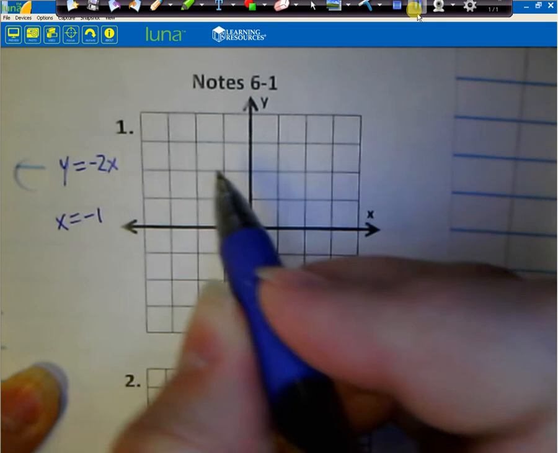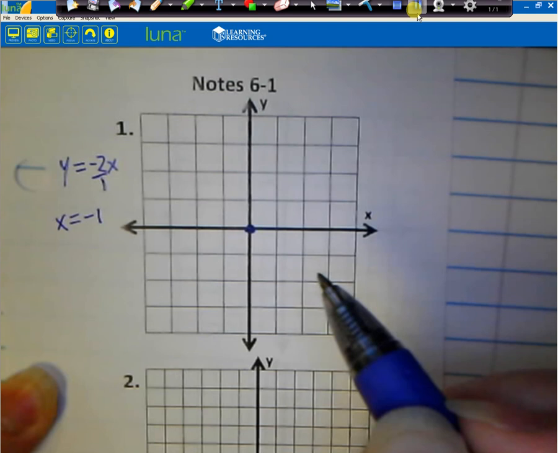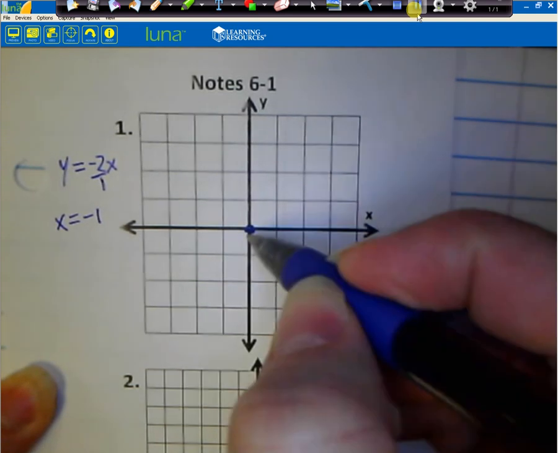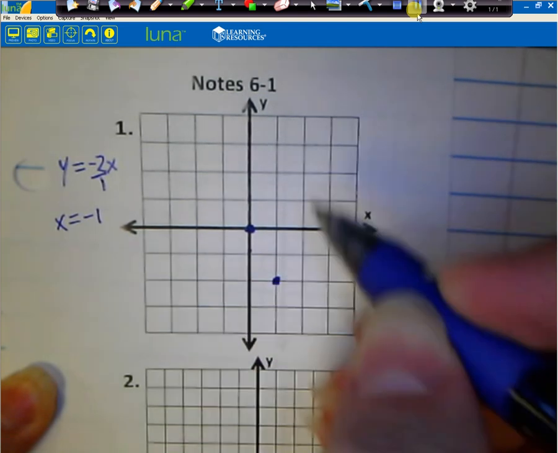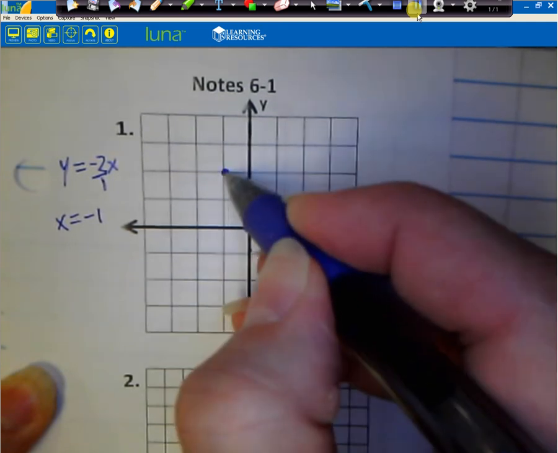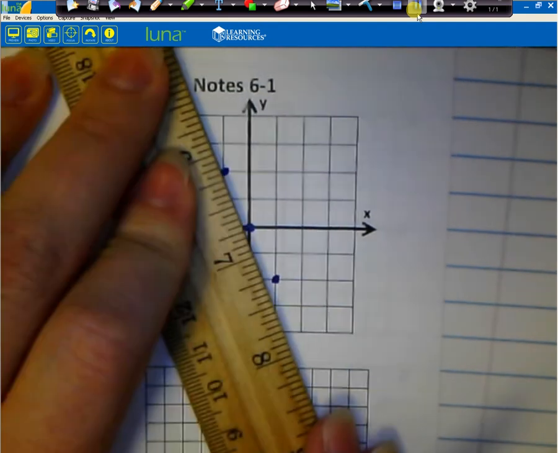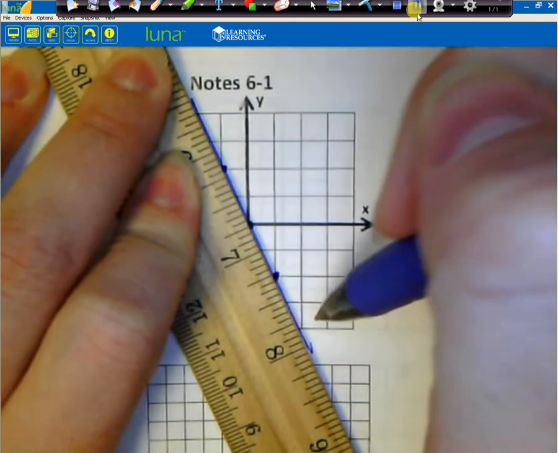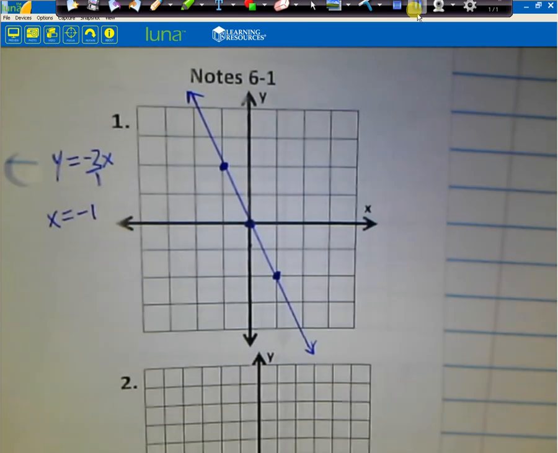And then our slope is this negative 2. And we can write that as a fraction, negative 2 over 1. Again, the number in front of the x is always our slope. So for negative 2 over 1, we're going to go down 2 and over 1. And then we're going to do the opposite of that and go up 2 and negative 1 or back 1. Once you have 3 points, you can go ahead and draw your line. Alright, and that's our first line graphed.